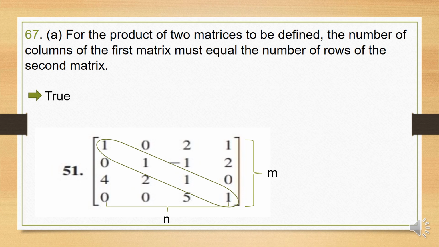For the product of two matrices to be defined, the number of columns of the first matrix must equal the number of rows of the second matrix.